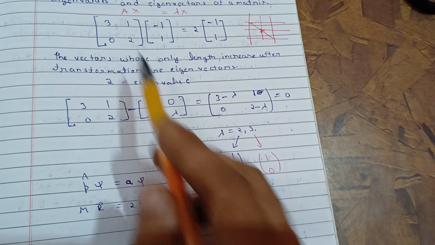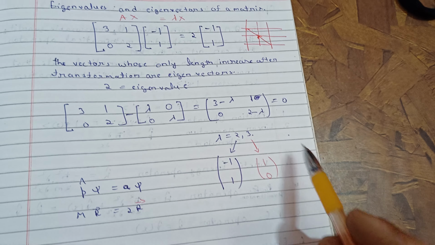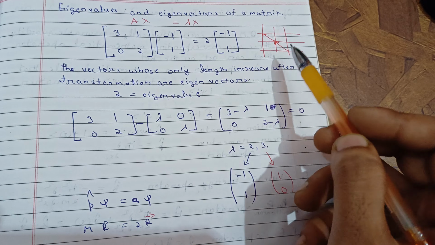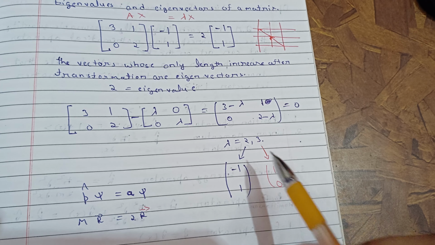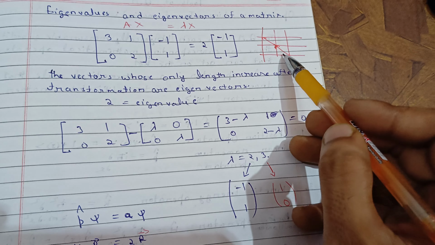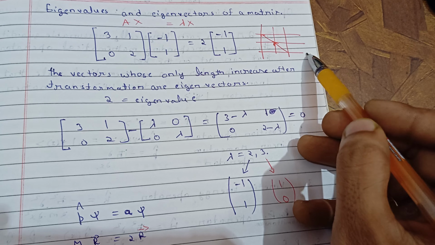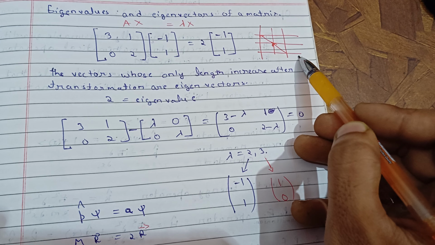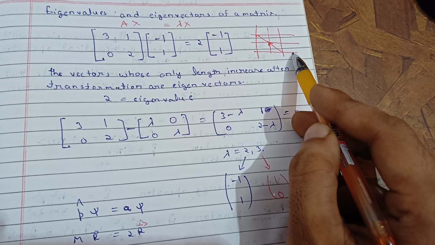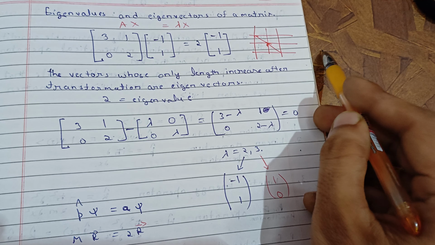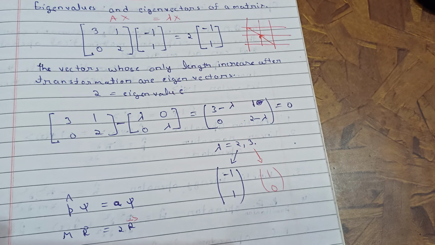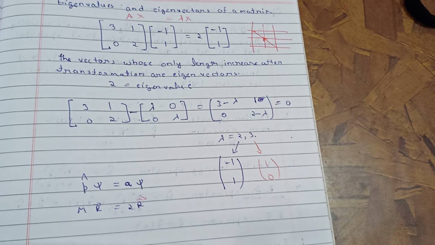Now you operate this matrix on 1, 0. You will get a new vector along 1, 0, and its magnitude will change to 3. Meaning 1, 0 is like x equal to 1, y equal to 0, so it will be here. Now if you apply the matrix on this vector, it will change to 3 times this, in the same direction. So that is the meaning of eigenvectors and eigenvalues.